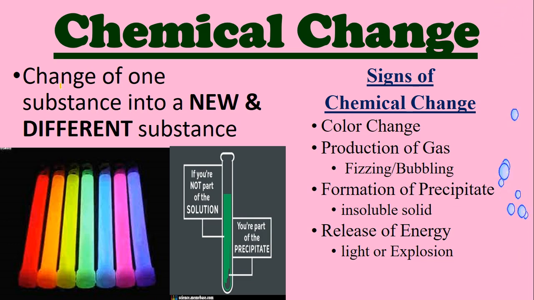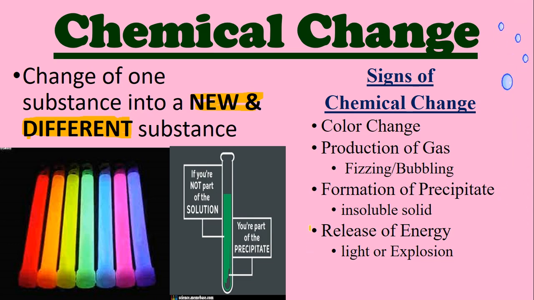And a chemical change is a change of one substance into a new and different substance. We're not changing the appearance anymore. We are changing what the substance is. Some signs that a chemical change is occurring are a color change, a production of a gas, like fizzing or bubbling, and the formation of a precipitate. Precipitates are insoluble solids formed when two liquids are combined.